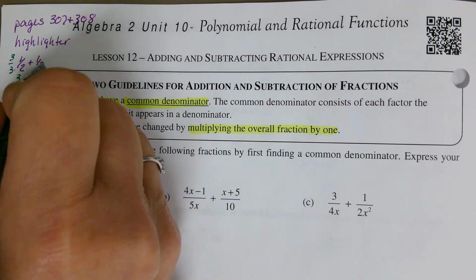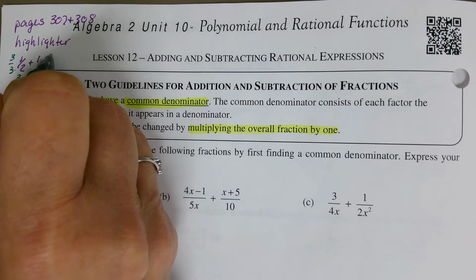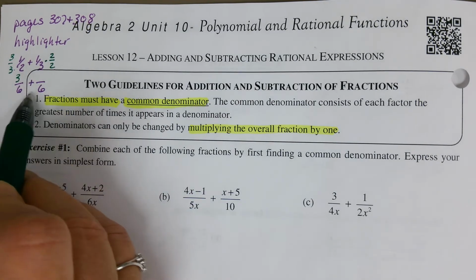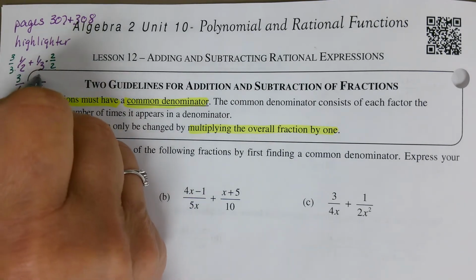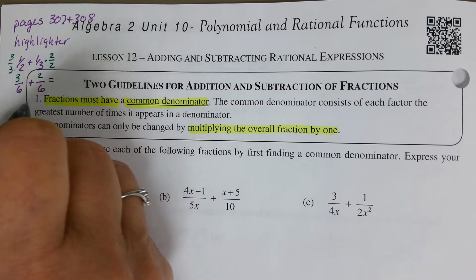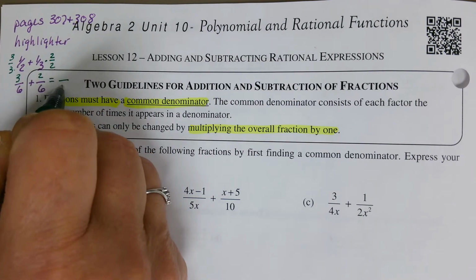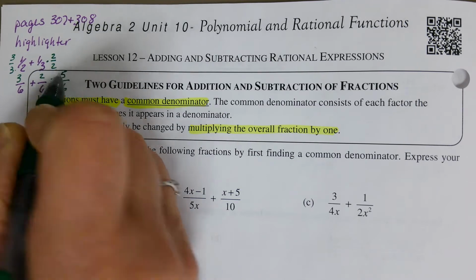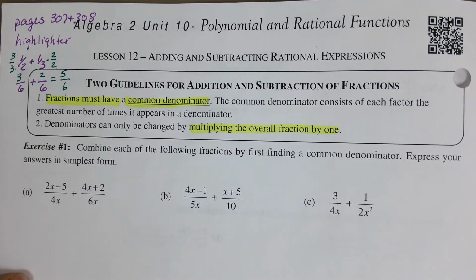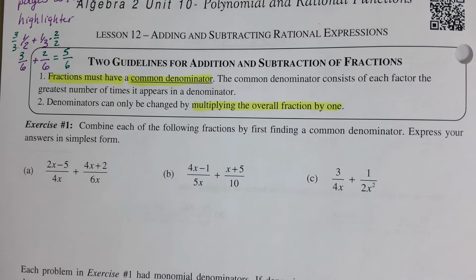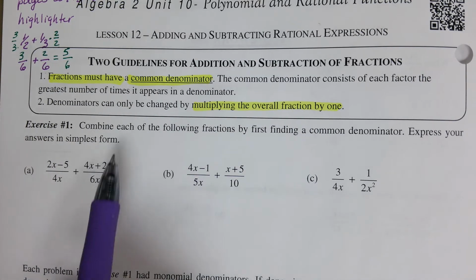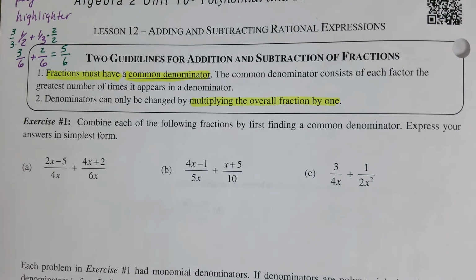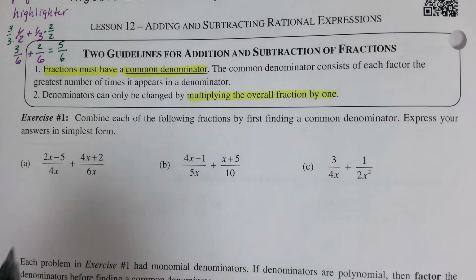The fraction 1/3 we would multiply by 1 in the form of 2/2. 3 times 2 is 6, 1 times 2 is 2. And we end up with, now that our denominators are the same, we copy the denominator and we add 3 plus 2 and get 5/6. We want to do the same with rational expressions. Combine each of the following fractions by first finding a common denominator. We always want to express our answers in simplest form.